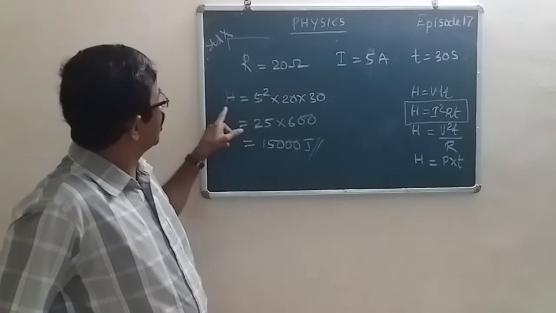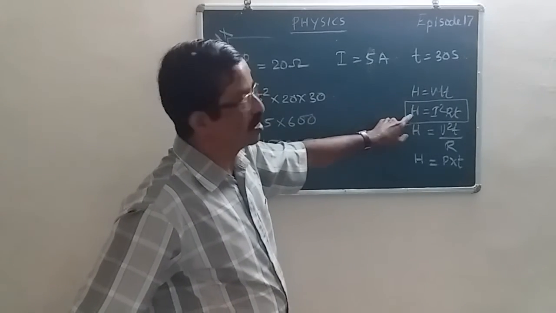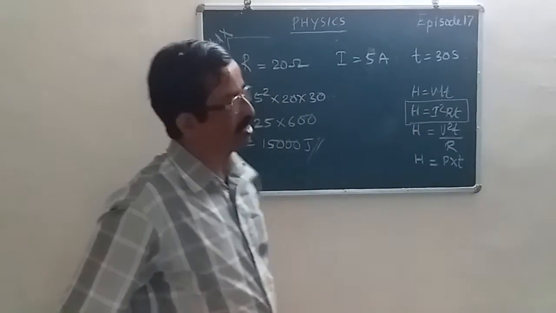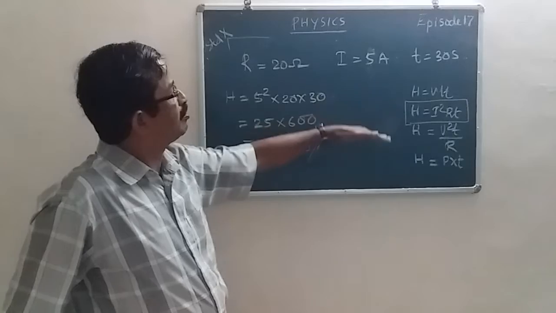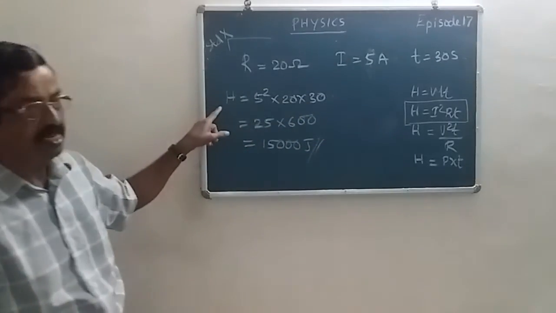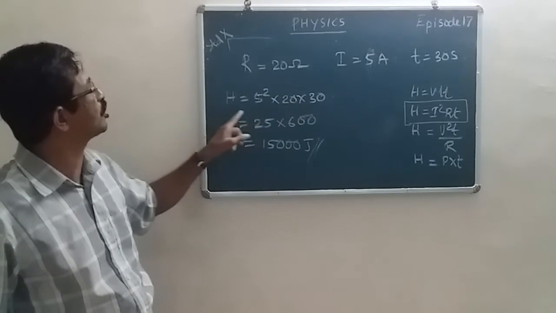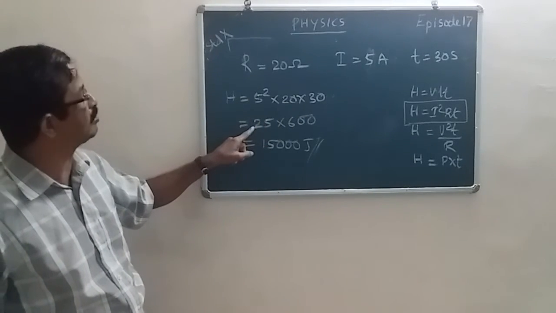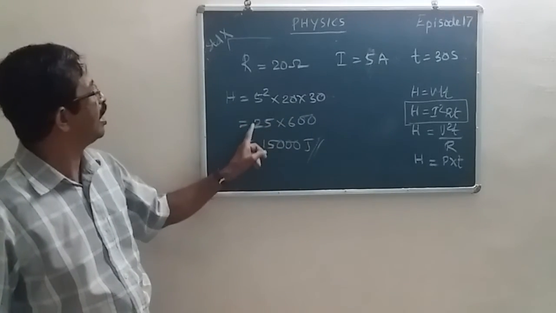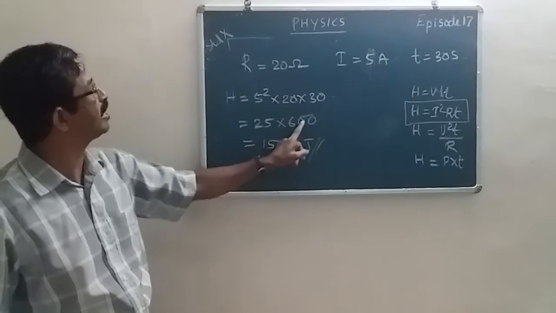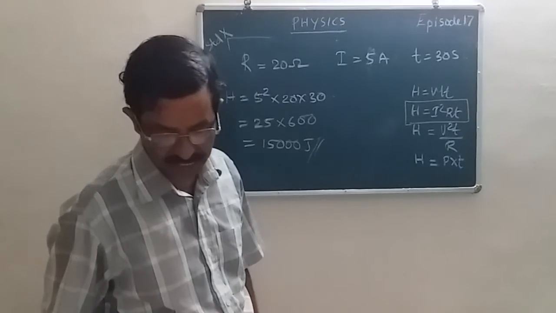How to calculate this one? H is equal to the relation which we have chosen, H is equal to I square RT. You can use any of these relations, but here the easy one is H is equal to I square RT. When we put the values, 5 square means 5 times 5, 25, 2 into 3 is 6 and 2 zeros, and 25 times 6 is 150, then these 2 zeros, that is 15,000 joule is the heat produced in this case.